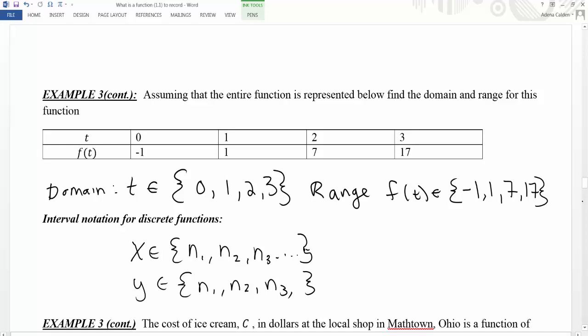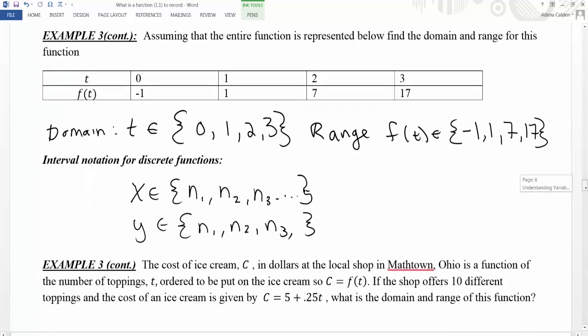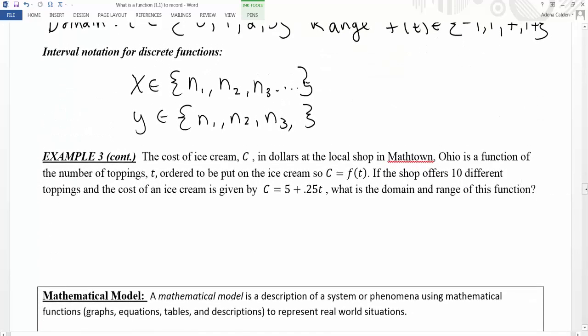So finally, let's go to our word problem, our description, and see what we can say about the domain and range here. So the cost of ice cream, C, in dollars at the local shop in Mathtown, Ohio, is a function of the number of toppings T ordered to be put on the ice cream. So that's what we had before. But now we have some additional information. If the shop offers 10 different toppings and the cost of an ice cream is given by 5 plus 0.25 T, what is the domain and range of this function?